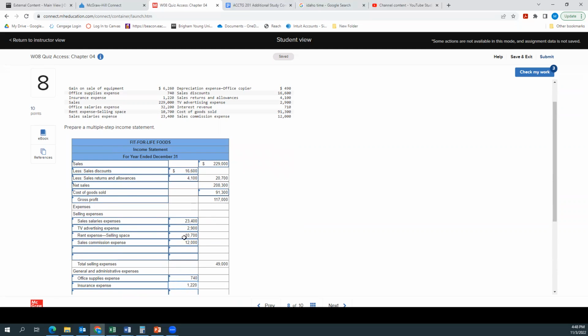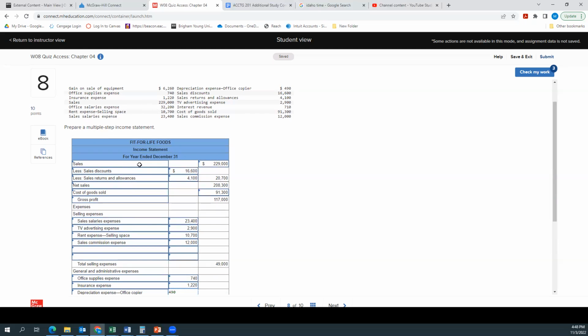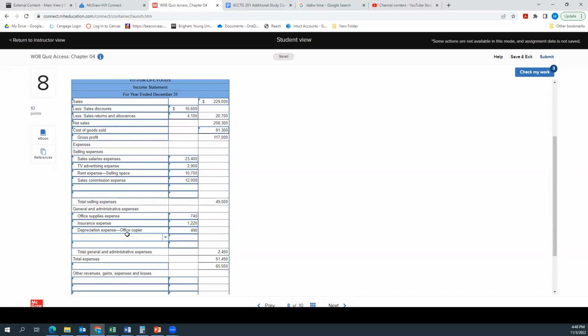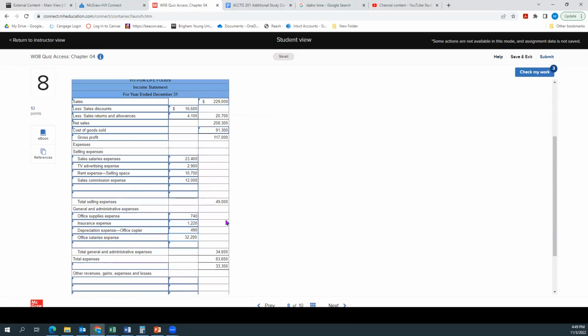And depreciation expense on my copier, which is 490, and the office salaries expense, which was 32,200. Yeah. So there are all of our general and administrative expenses, and that gives us our total general and administrative expenses. And then if we add up our selling expense plus our general and administrative expense, that gives us total expenses.